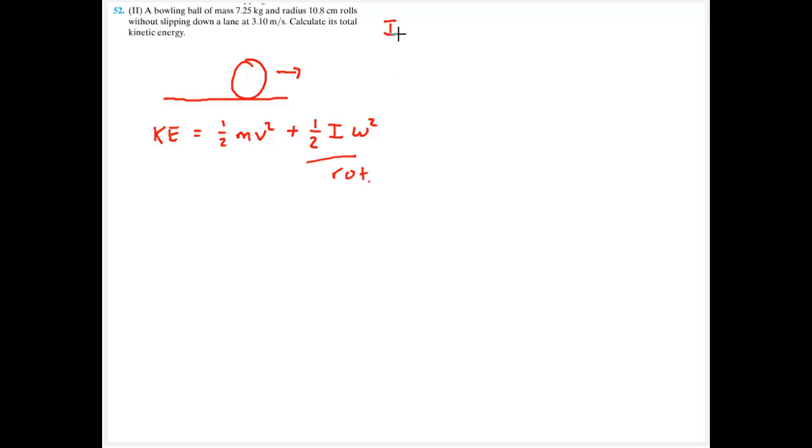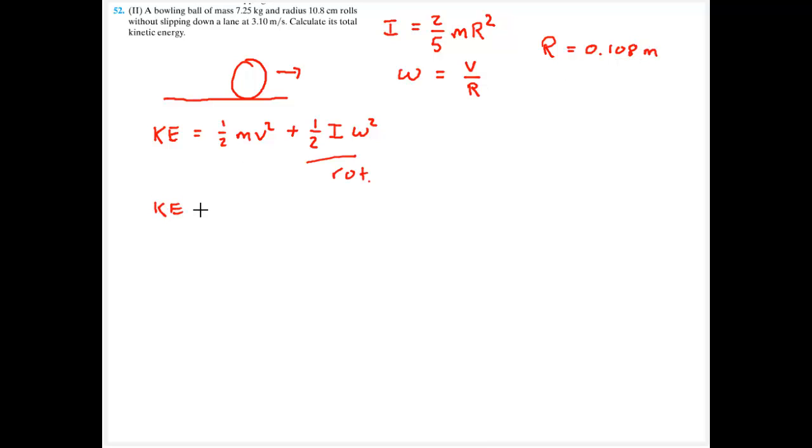Now this is going to be a sphere, so we can look up the moment of inertia for a sphere. That's going to be 2/5 mass times radius squared. And lastly, it says rolling without slipping, so that tells us we can write the angular velocity to be equal to the velocity divided by the radius of the sphere. Radius of the sphere being 0.108 meters.